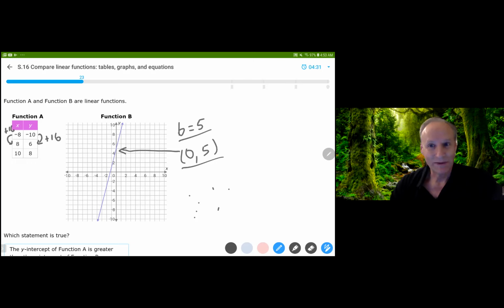Like I said, more information than you wanted. All right. I'm going to go ahead and do function A very formally, and then I'm going to show you the informal method as we go along.